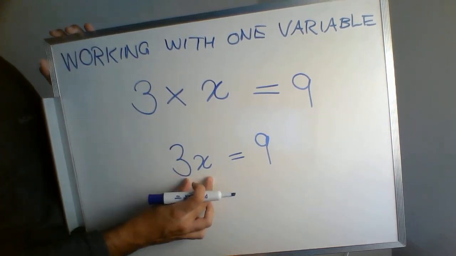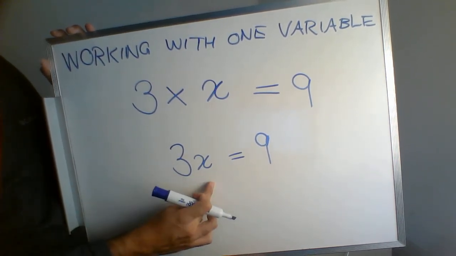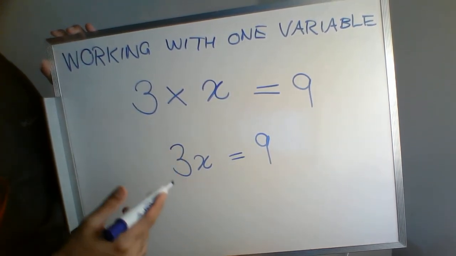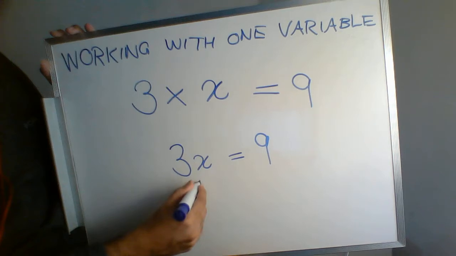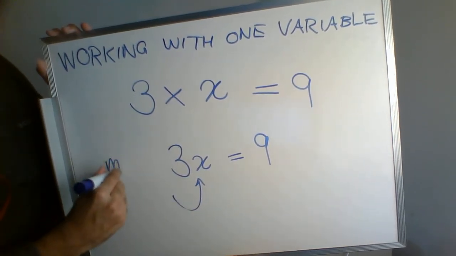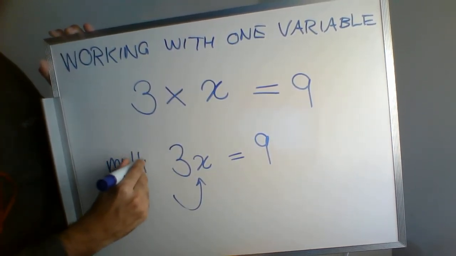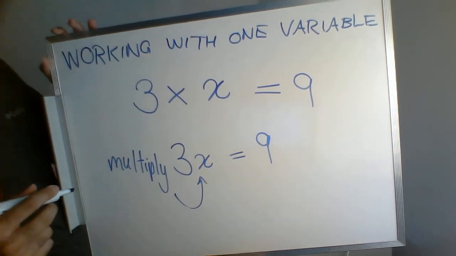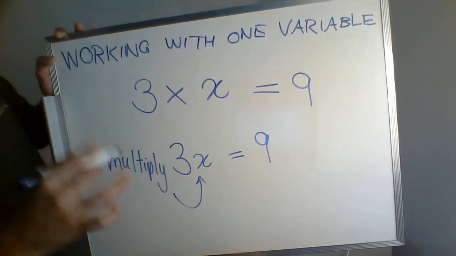So when you have a number and a variable stuck together with nothing in between them, that indicates multiplication. So this thing in here, with these two being joined together, indicates that you are multiplying. So that's the one option.